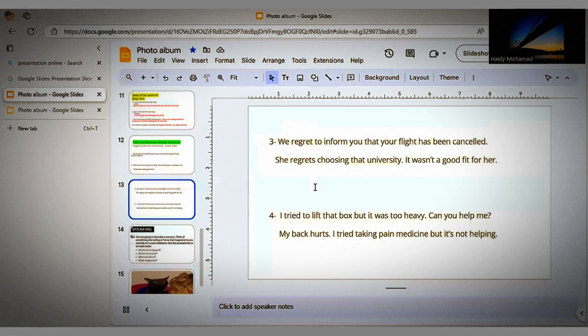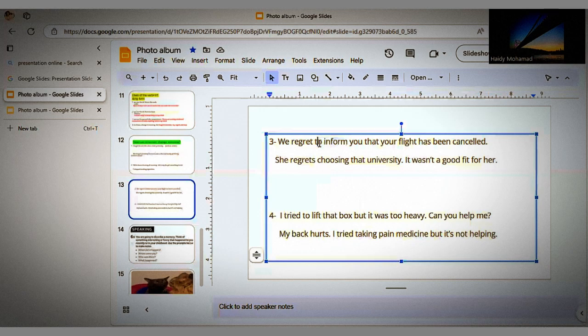But for the second example, we have she regrets choosing that university. It wasn't a good fit for her. It seems it was a bad choice, a bad choice you made in the past, and you regret it now. So for bad choices, we use the gerund form. It's highlighted.